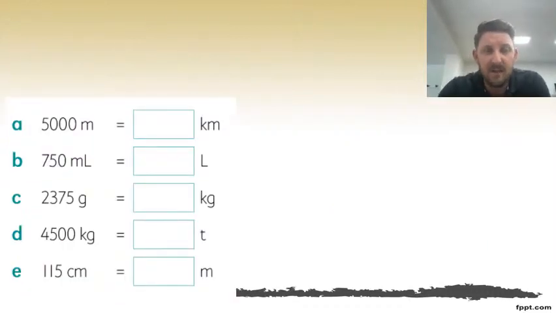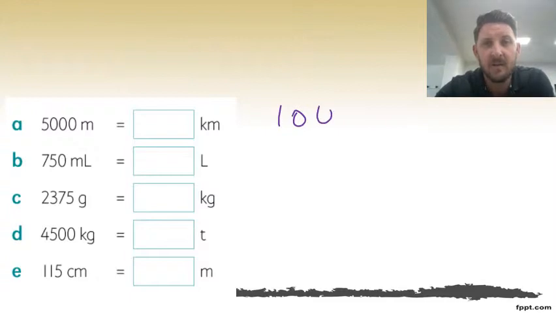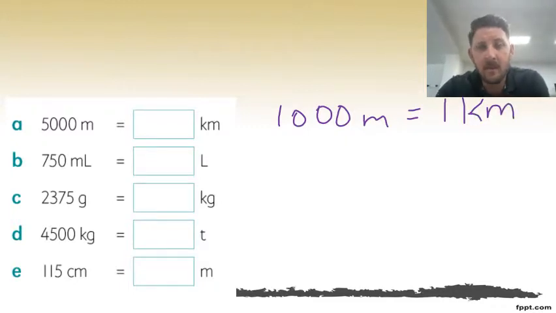Looking at the first one here, here's one that we can practice. It says 500 meters is equal to how many kilometers? The first thing I'm going to do here is think how many meters equal a kilometer. I know that 1,000 meters equal 1 kilometer. Knowing that now, I can say, right, well, I have 5,000 meters. So if I have 5,000 meters, that means I have 5 lots of 1,000. So I would have 5 kilometers.